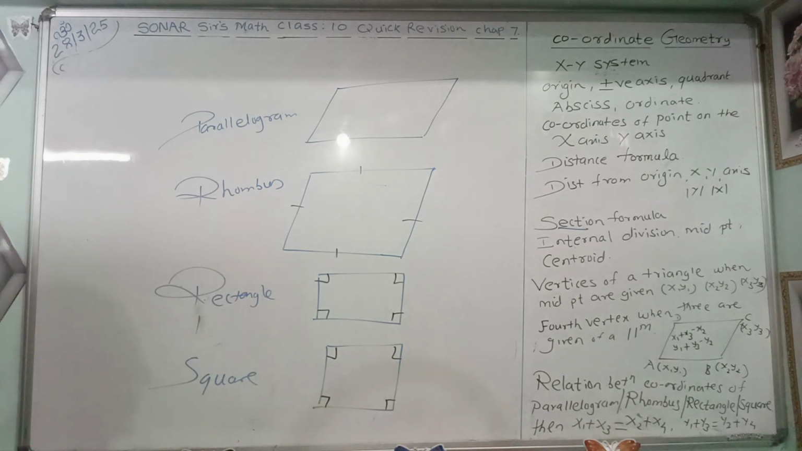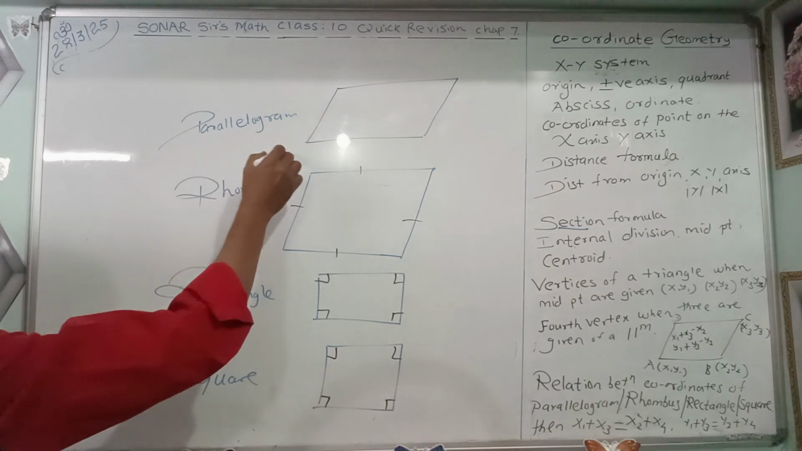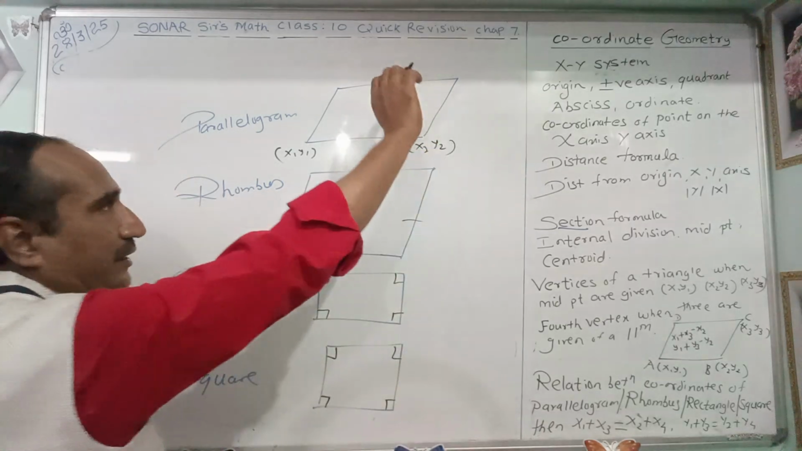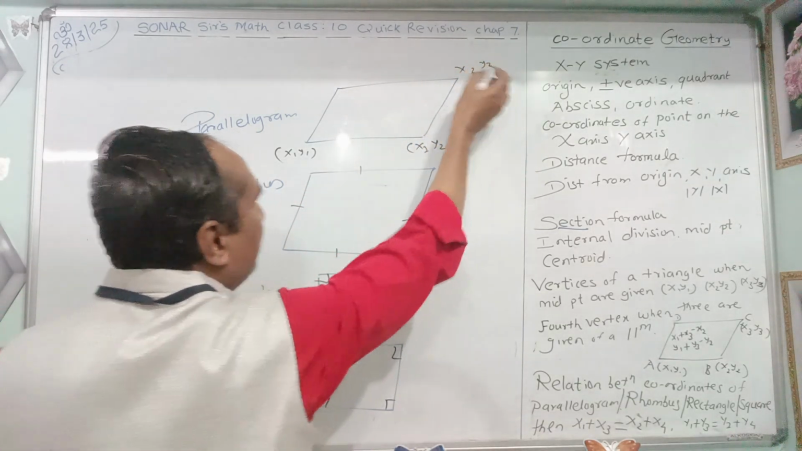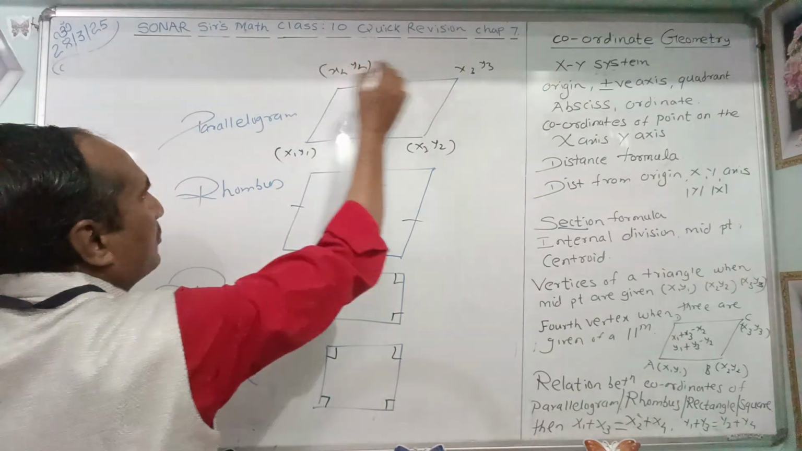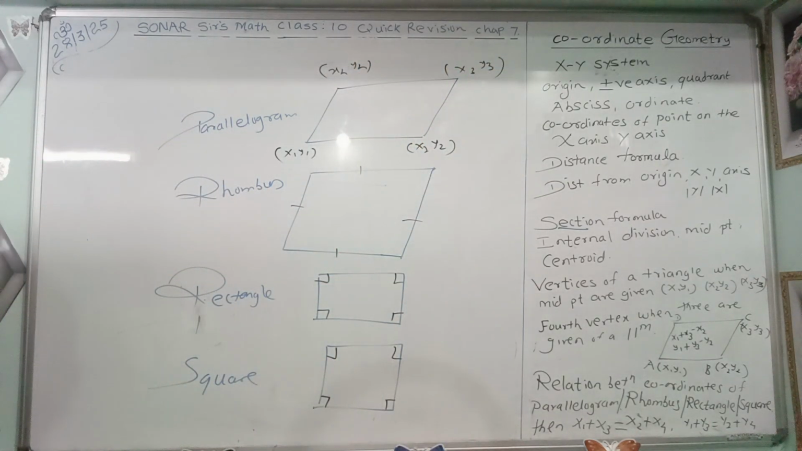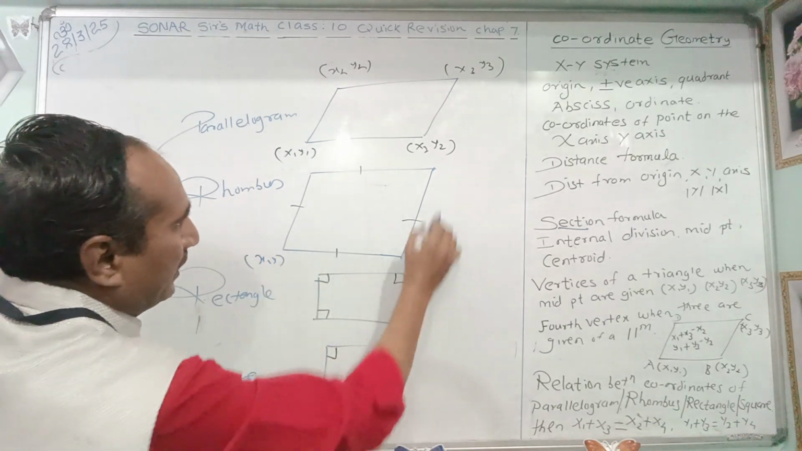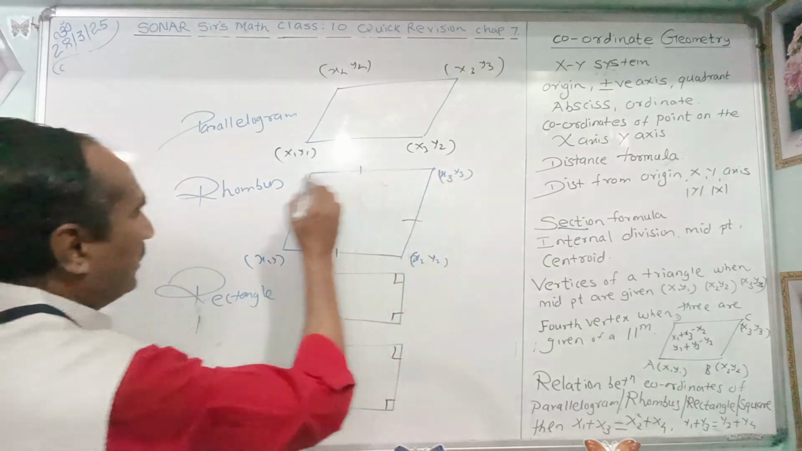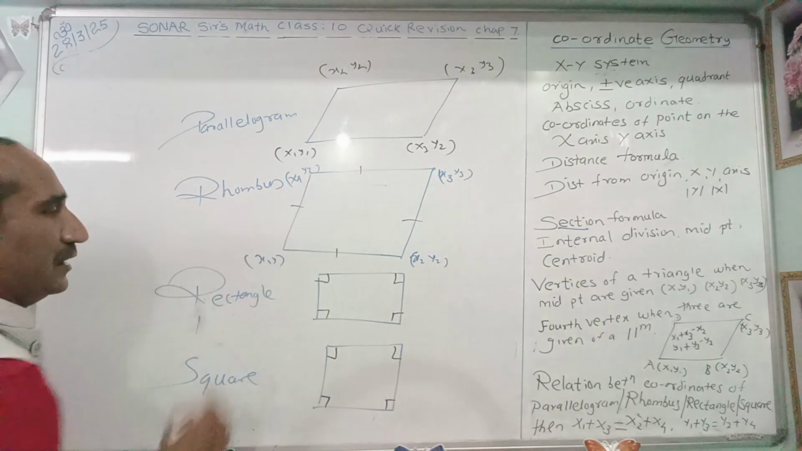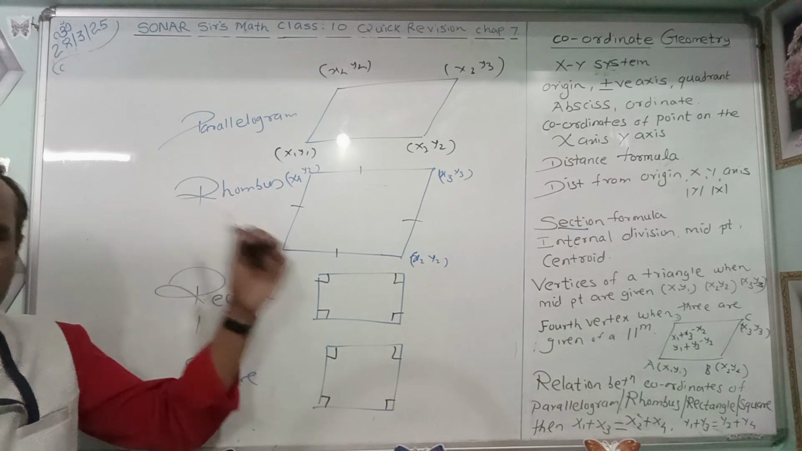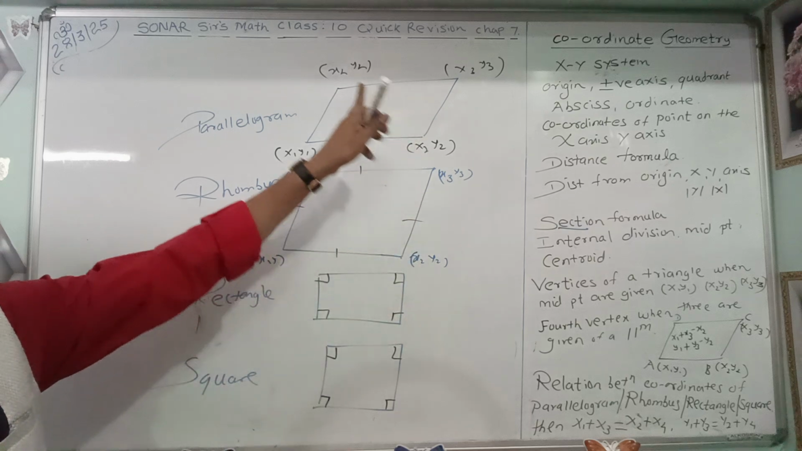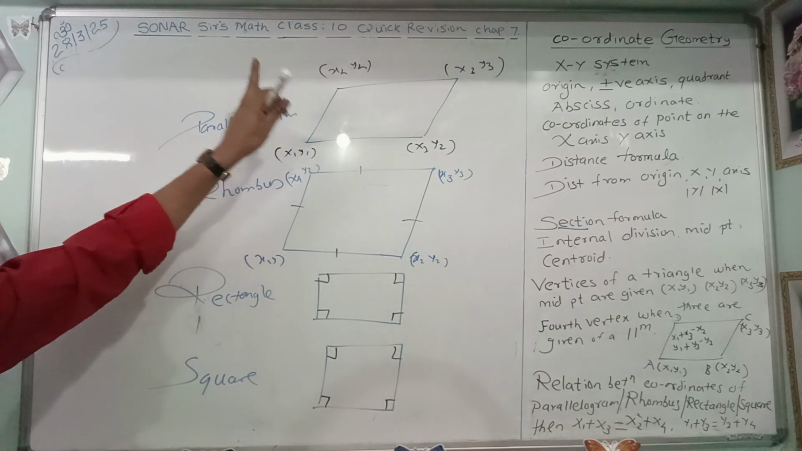Now what is the relation that we have to discuss? If the vertices are like this, x1, y1, in order, it is very important, x2, y2, and x3, y3, and x4, y4, these are the coordinates of a parallelogram. Similarly here, x1, y1, x2, y2, x3, y3, x4, y4. Same way for the rectangle and square.